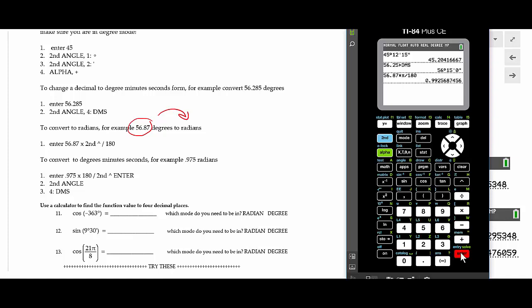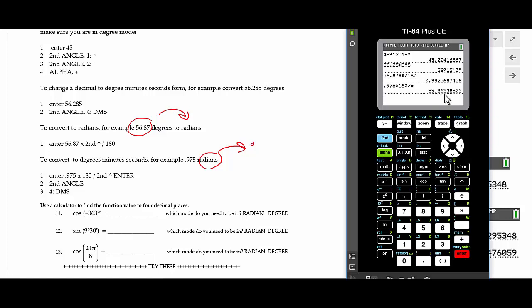Okay, so that's what you would get if you change that in. If you do this backwards, if you want to convert radians to degrees, then you go like this. You go 0.975, that's in radians. Then you do the opposite thing. You multiply by 180 and then divide by pi. You'd want to use your pi key, press enter, and then that would give this.